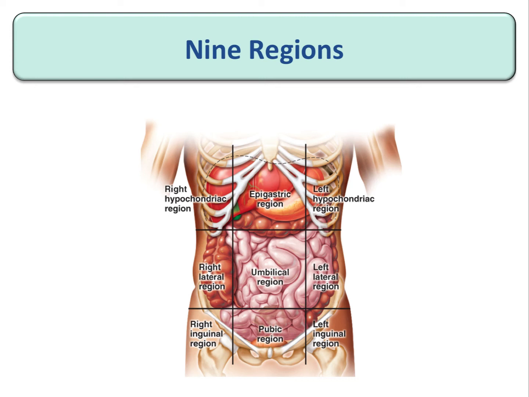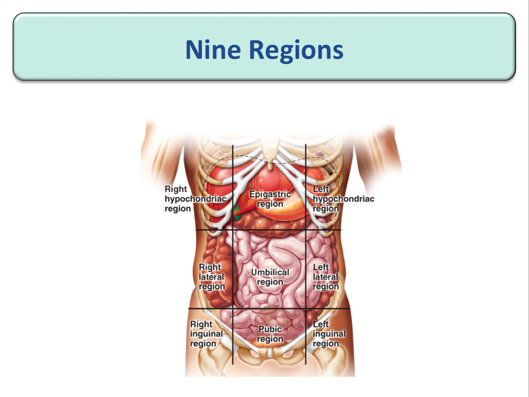The epigastric region, flanked by the right and left hypochondriac region. Under the epigastric, we find the umbilical region right in the area of the umbilicus or the belly button, and left and right to that, we find the left and right lateral regions. Inferior to the umbilical region, we find the pubic region. On either side of that, we find the left and right inguinal region.